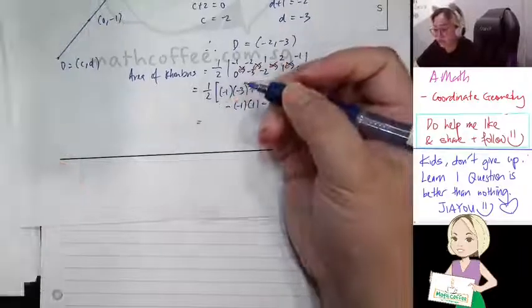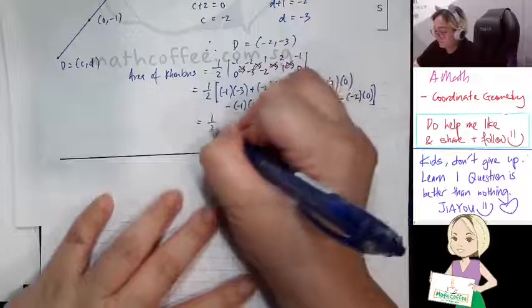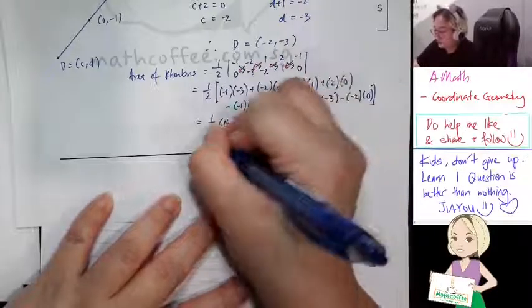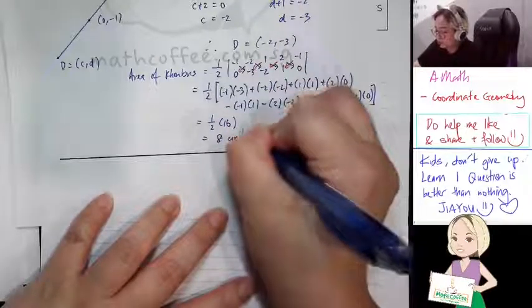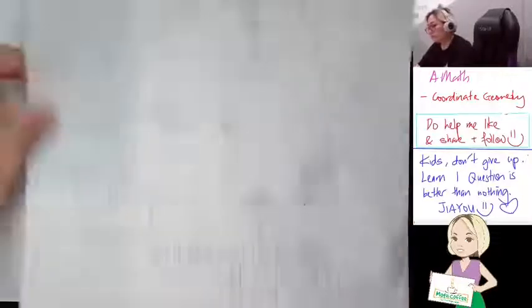So in this question, it will be half times 16. In the end, I get 8 units squared. And we're done. Okay?